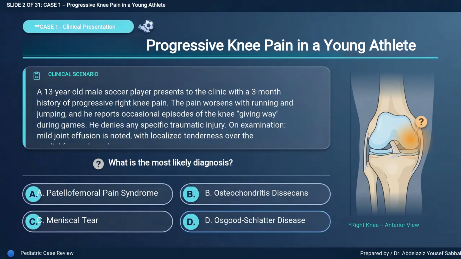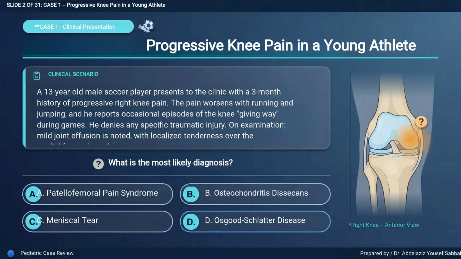Progressive knee pain in a young athlete. A 13-year-old male soccer player presents to the clinic with a 3-month history of progressive right knee pain. The pain worsens with running and jumping, and he reports occasional episodes of the knee giving way during games. He denies any specific traumatic injury. On examination, mild joint effusion is noted with localized tenderness over the medial femoral condyle. What is the most likely diagnosis?